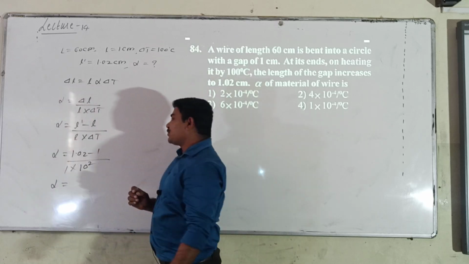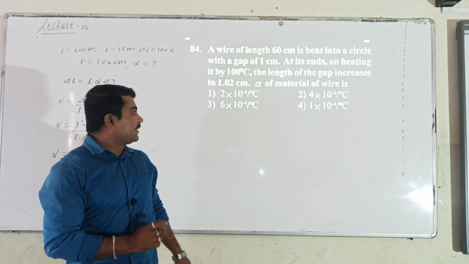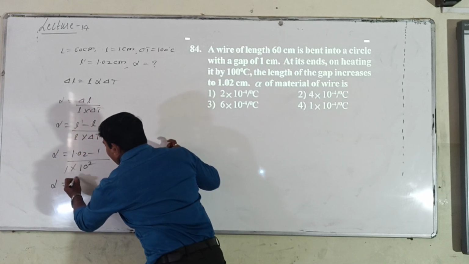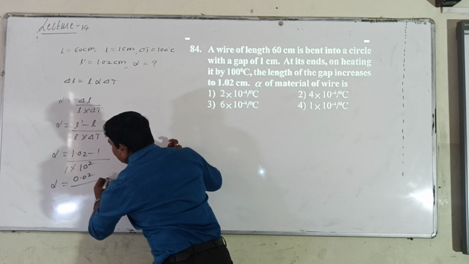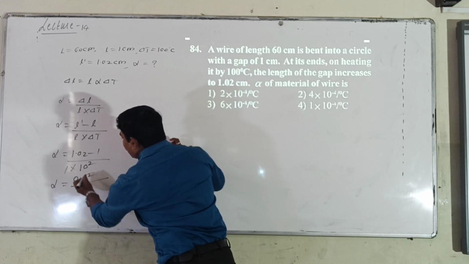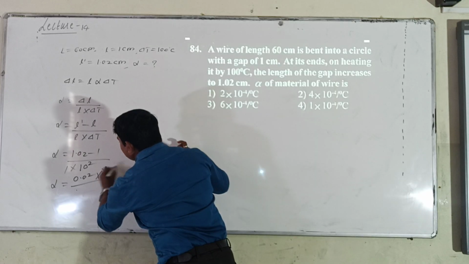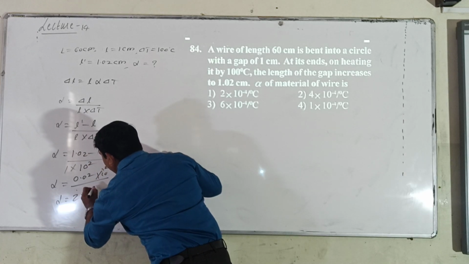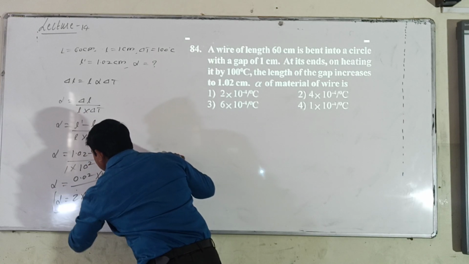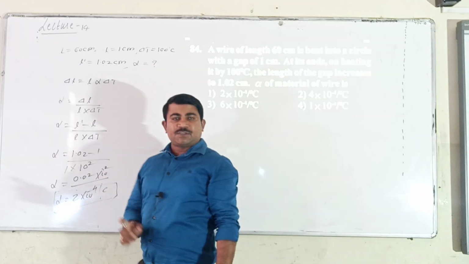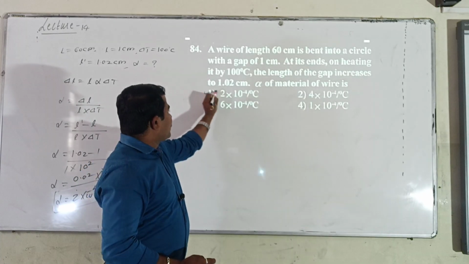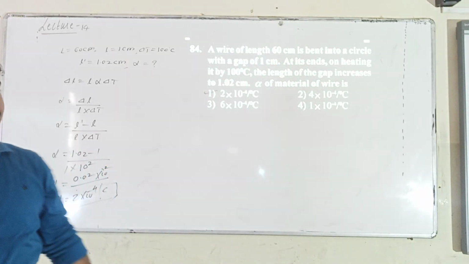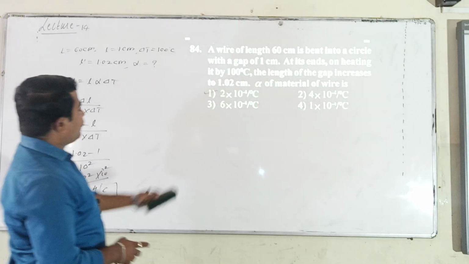Nearly 2 into 10 raised to minus 4 per degree Celsius we are getting. See here, this is 0.02, and 10 raised to 2 goes to the denominator, so 10 raised to minus 2. Then alpha is equal to 2 into 10 raised to minus 4 per degree Celsius. Which option can you choose among these? We can choose option number 1. Okay, let us move to the next numerical.